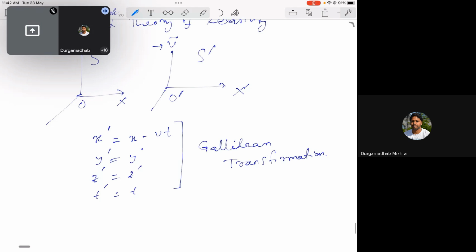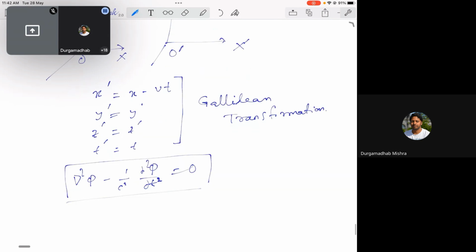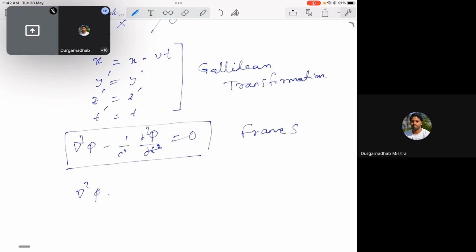But now let's write down the wave equation for the potential. So del square phi minus 1 by c square del square phi by del t square equal to 0. And now if you transform this equation from coordinate S to S prime, it does not retain the same form. It does not satisfy this wave equation. So in the frame S this is correct, but del prime square phi minus 1 by c square del square phi by del t prime square is not equal to 0 in your reference frame S prime. So this was very puzzling at that time.